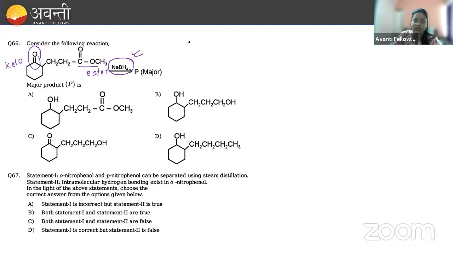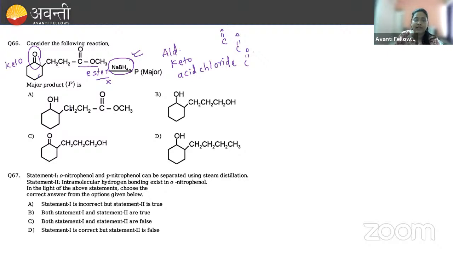A, B, C, D, any responses? C. Okay. So NaBH4 is a mild reducing agent. It reduces aldehyde and keto groups, as well as acid chloride. Last paper we have seen, it reduces the CO group of these, but it doesn't reduce the ester. So what will happen in this reaction? The ester carbonyl group will be intact in the product, and only the keto CO is going to be reduced.